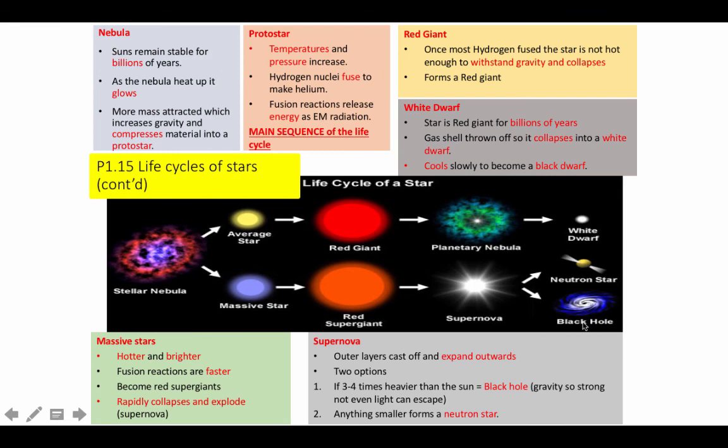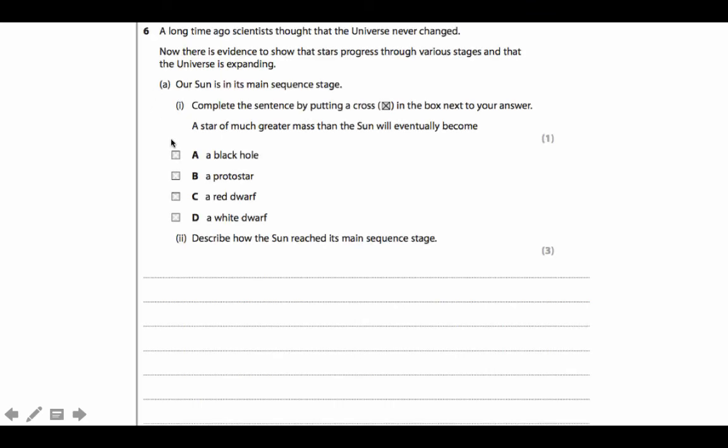Average stars, massive stars. Okay, let's try a question. 6A. A long time ago, scientists thought the universe never changed. Now there is evidence to show that the stars progress through various stages and that the universe is expanding. Our sun is in its main sequence stage. A star of much greater mass than our sun will eventually become... we said there's two choices, neutron star or black hole. But they haven't included the neutron star in there, so it must be a black hole. Protostar is a baby star, red dwarf, we don't even know what that is, and a white dwarf is what happens to ours eventually.